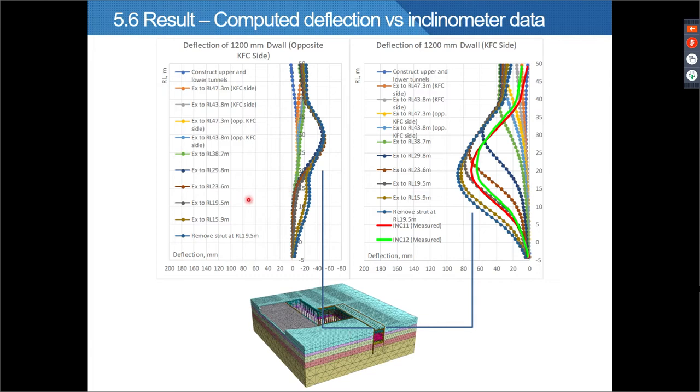This is the deflections of the diaphragm wall for the MRT sub basement near the redevelopment site. This is the deflection of the diaphragm wall at the opposite side. This is the measured deflections from the inclinometer, and the lines with markers are the deflections from our simulations. And I will say that the predictions of the deflections is not too bad. I mean, the response is there, the magnitude is not too bad.